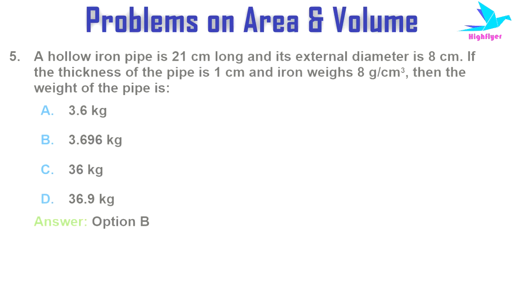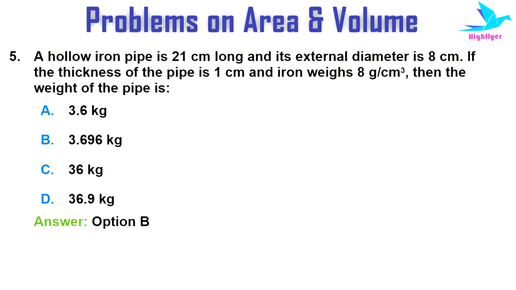Next question. A hollow iron pipe is 21 centimeter long and its external diameter is 8 centimeter. If the thickness of the pipe is 1 centimeter and the iron weighs 8 gram per centimeter cube, then the weight of the pipe is 3.6 kg, 3.696 kg, 36 kg or 36.9 kg. The right option is option B.